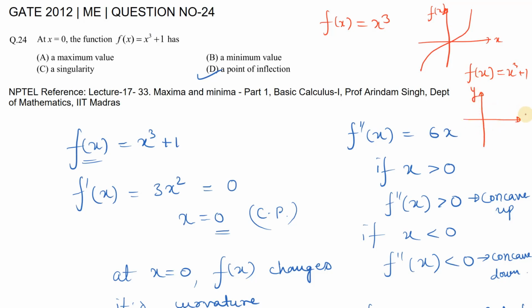The graph will shift 1 unit upward. Okay, 1 unit positive in the y-axis. Okay, so this will shift somewhat here. Okay, so we can see here at x is equal to 0, the slope changes. Okay, that means the curvature changes. The slope changes its sign, that means the curvature changes. Okay, so at x is equal to 0, we have a point of inflection.